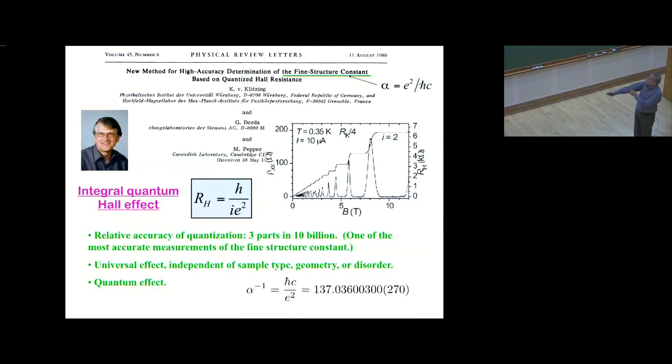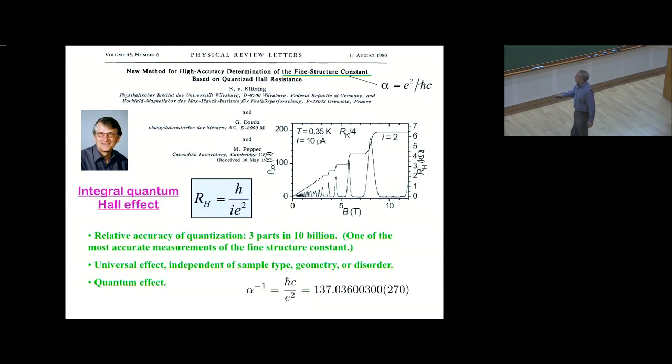This effect is universal. It does not depend on what sample you take, how big or small the sample is, what its geometry is. It actually does not depend to a large degree on the amount of disorder in the sample. So it's a very universal effect. Okay, so this was the discovery of the integer quantum Hall effect. It's called integer because this number I here is an integer. And it's called integer quantum Hall effect because we'll see that this number can also be a fraction in the next slide.